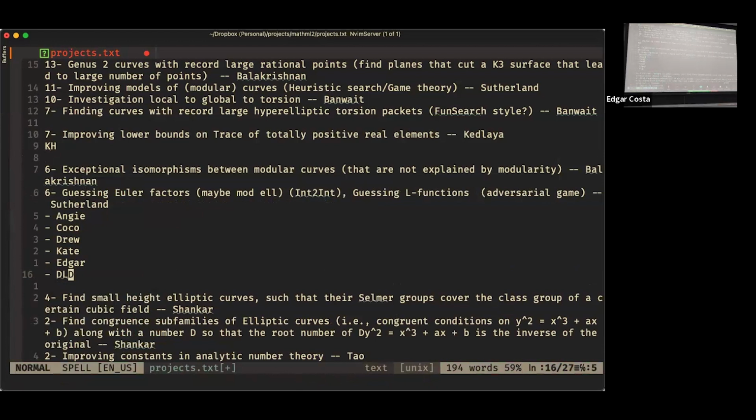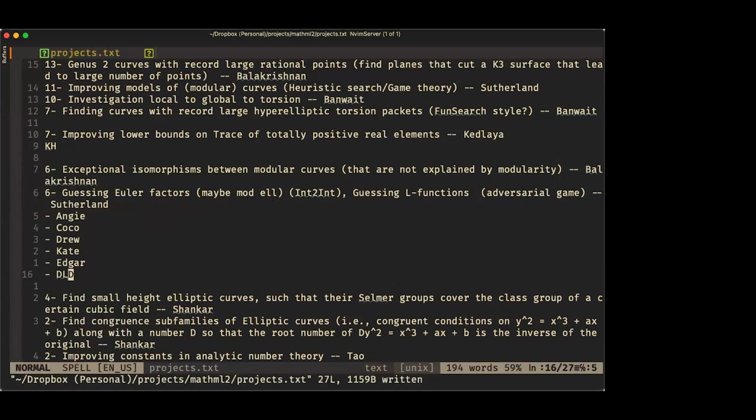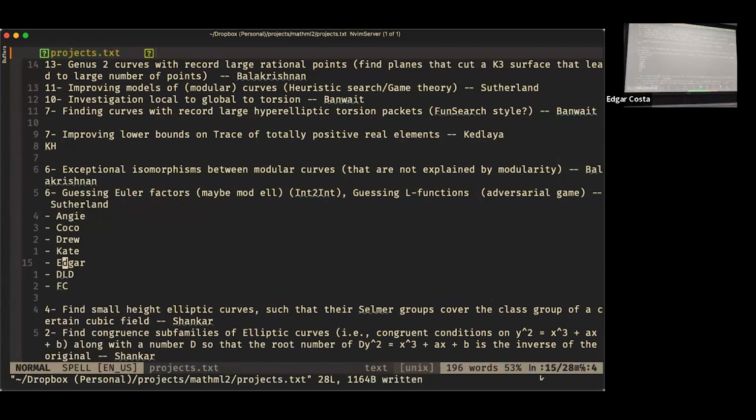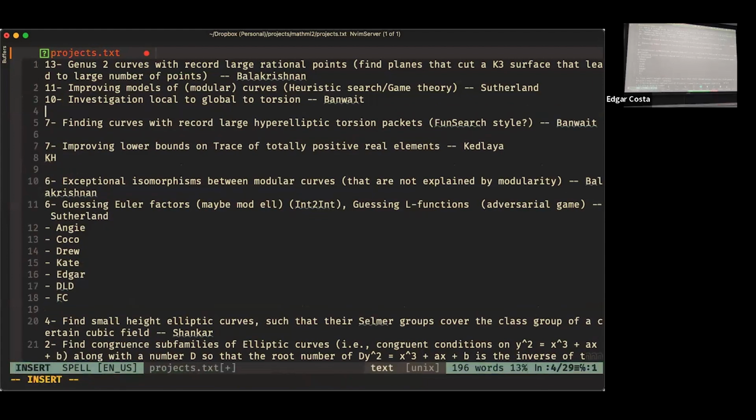Anyone else would like to be added? Since it's into int, I'm happy to help. Just ping me. Great. I'll need your help in many ways. Finding curves with record large torsion packets. Don't want to commit to that today. I don't see anyone. Investigating local to global torsion.